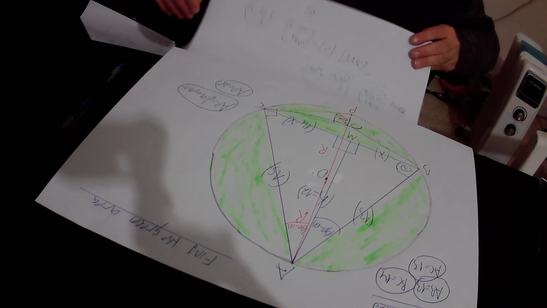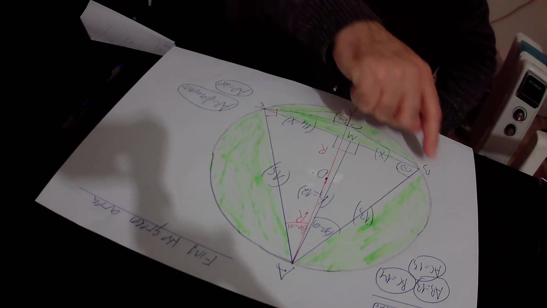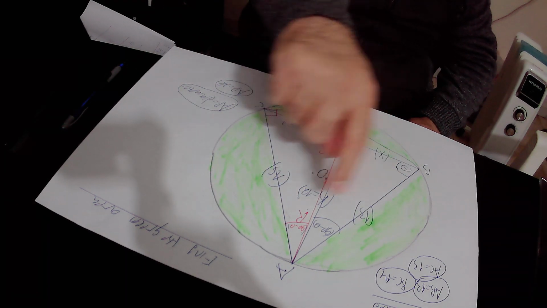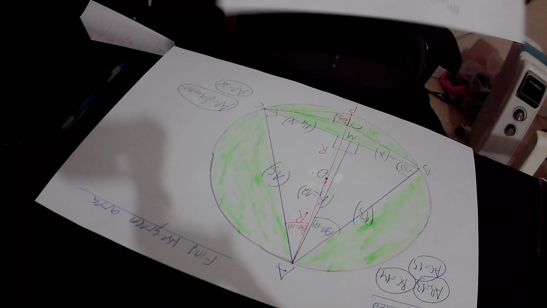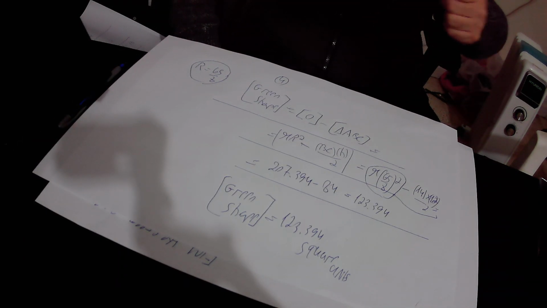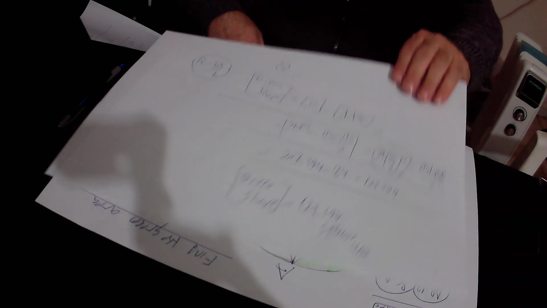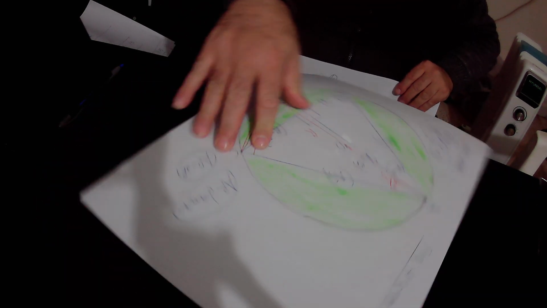What is the area of the green shape? From the drawing, it is very easy to see that the area of this green shape equals the area of the circle minus the area of triangle ABC. The area of the circle equals pi r squared.